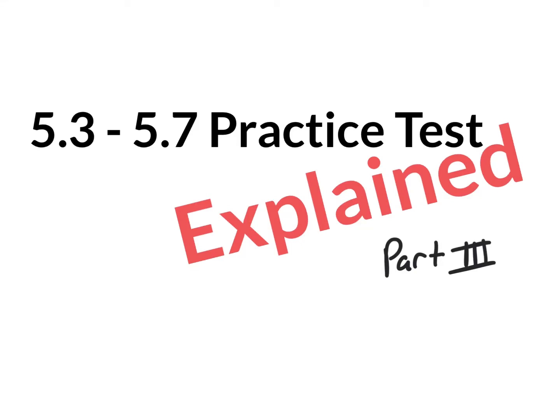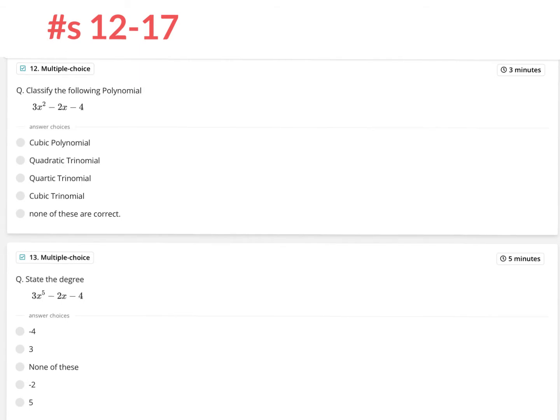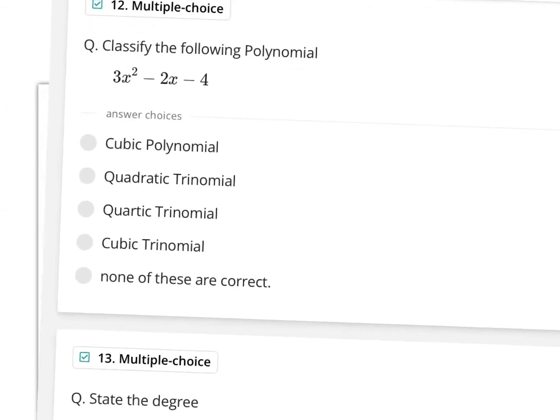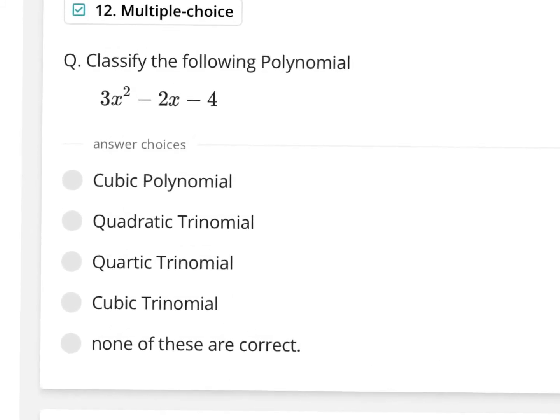Practice test part 3. Yep, this is a long practice test. We finally get to a section that's a little more easy, a section that involves vocabulary more than math. So I really like this section. Let's take a look at this one. It says classify the following polynomial.